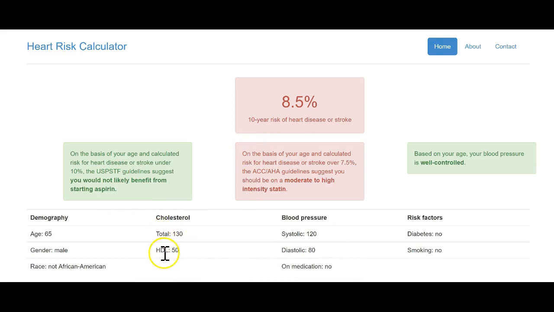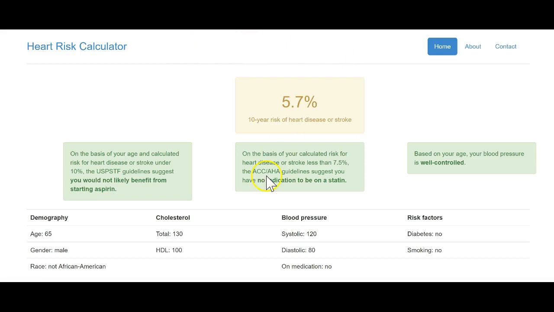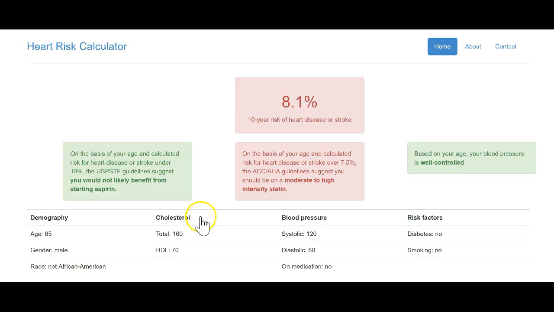So the idea is, let me put some really high HDL number in here, like 100, and see what it does. Interestingly enough, if I minimize his cholesterol and maximize his HDL, these are really weird numbers. You probably wouldn't see this in real life. Let's do some more realistic ones. In some really healthy people I've seen HDL in the 70s before, maybe in the 80s. And let's put his total cholesterol a little bit higher, like 160 or something. Let's see what we get there.